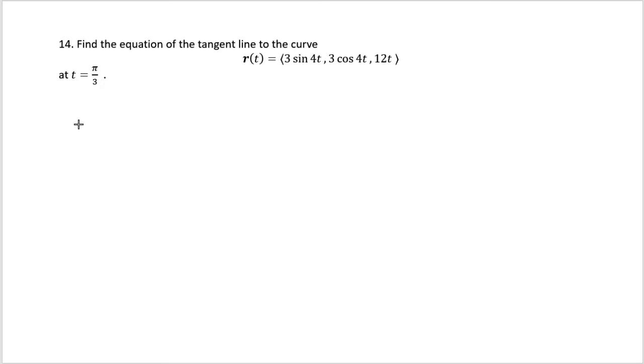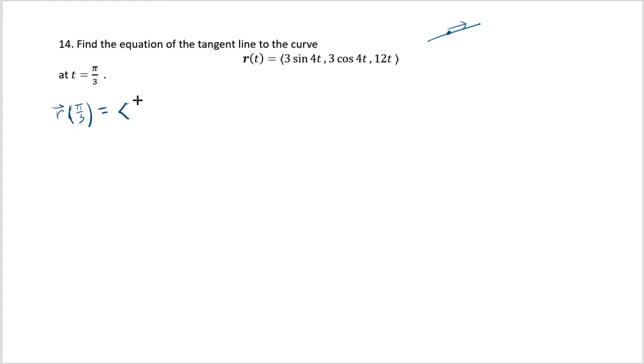Find the equation of the tangent line to this curve at t equals pi over 3. Well, first recall that to get a line equation, you need the point and the direction vector. Since I want this line to be meeting this graph at t equals pi over 3, if I plug in pi over 3, I would get a point on the graph which will be used as a point on the line as well, because they meet.